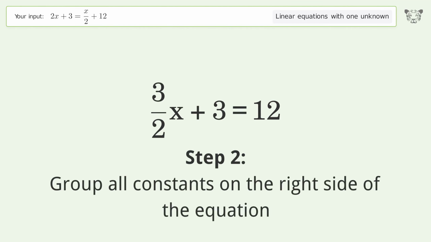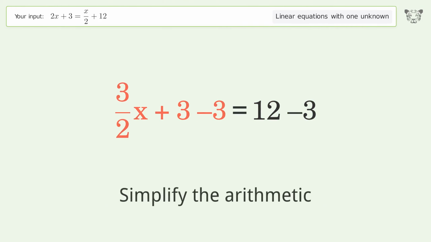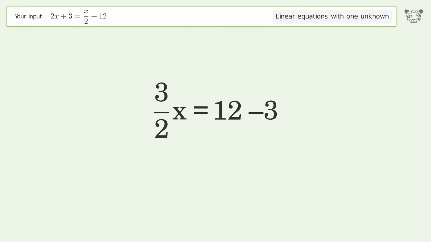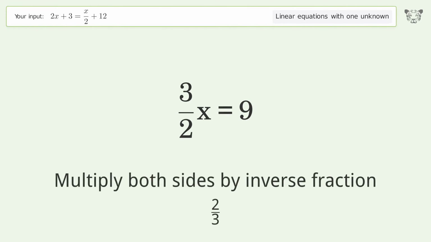Group all constants on the right side of the equation. Subtract 3 from both sides. Simplify the arithmetic. Isolate the x. Multiply both sides by inverse fraction 2/3.